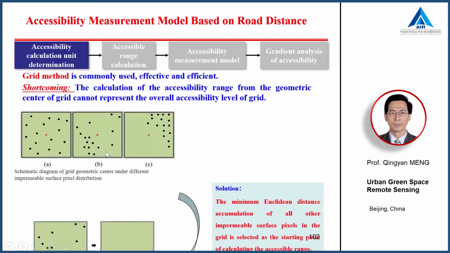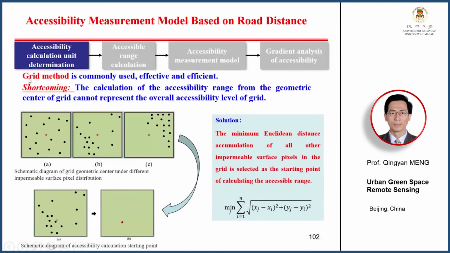First, we use a solution aiming at the shortcoming of the grid method, in which the calculation of the accessibility range from the geometric center of the grid cannot represent the overall accessibility level of the grid. So we use the minimum Euclidean distance accumulation of all other impervious surface pixels in the grid, which is selected as the starting point.